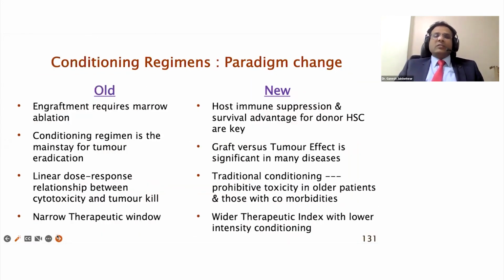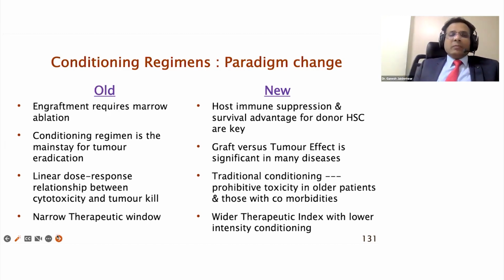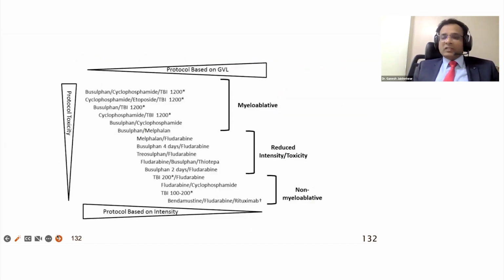Now, conditioning regimens: there is a paradigm change in our understanding. You can see the old concept, that marrow ablation is mandatory for engraftment, and that the conditioning regimen is the mainstay of tumor eradication. That has been replaced by the newer concept where host immunosuppression and survival advantage of donor hematopoietic stem cells, by exploiting the GVL effect, is the key for success of transplant. And traditional conditioning is prohibitive because of its toxicity in older patients and patients with comorbidities. Based on this, you can see we are reverting to more immunosuppressive, reduced toxicity conditioning nowadays.